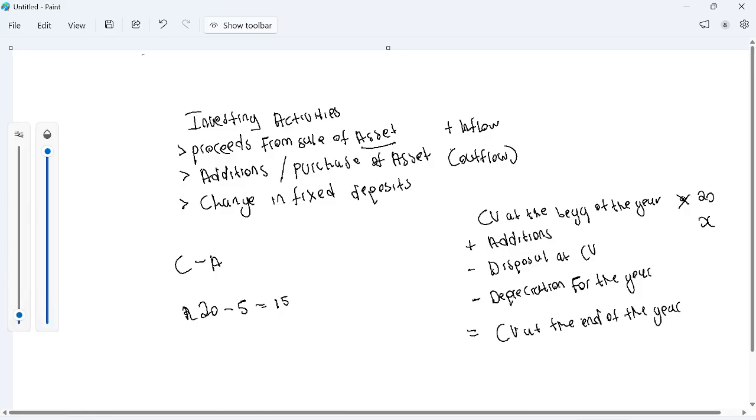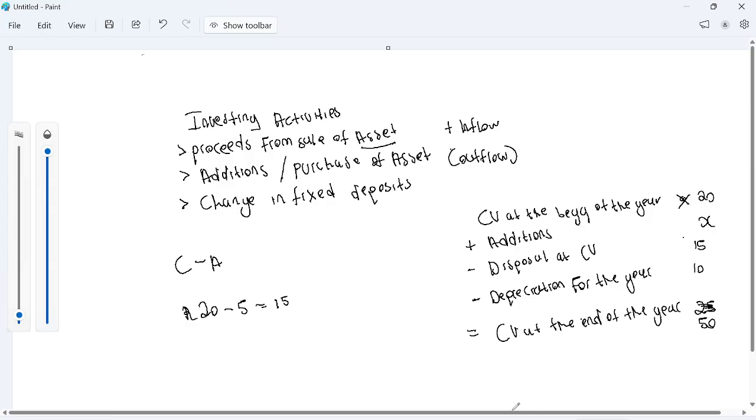Right now, for instance, let's say here is our 15 rand of disposal carrying value. Then we have our depreciation for the year, maybe let's say is 10, and then our carrying value at the end of the year maybe is 25, or let me say 50.